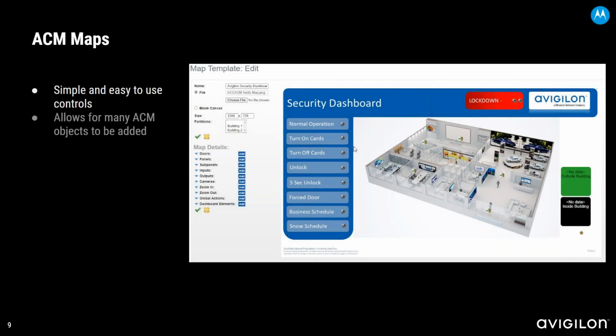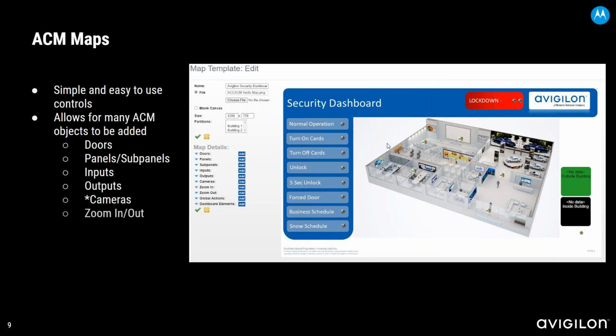So this is showing you the configuration of maps, and I'm going to go through and show you how this all works together. But these are some of the items that can be added to one of our maps. Obviously, doors, panels, subpanels, inputs and outputs, cameras, the ability to zoom in and out of maps, so go from one map to another. Global actions, so these little gray buttons here, these are all your global actions. And then we've also got area control as well.